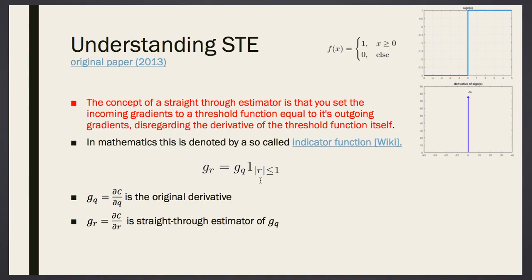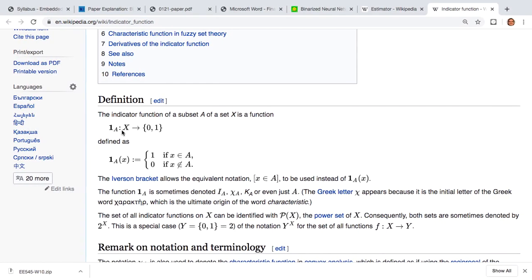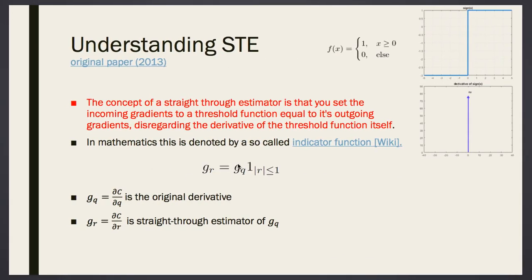The indicator function is very simple, which means as long as x belongs to A, so the condition A holds, this is going to be 1, or otherwise 0. This is the original derivative, the incoming derivative. This is the straight-through estimator. So we multiply it with 1 if this condition holds. If this condition does not hold, you feed 0.